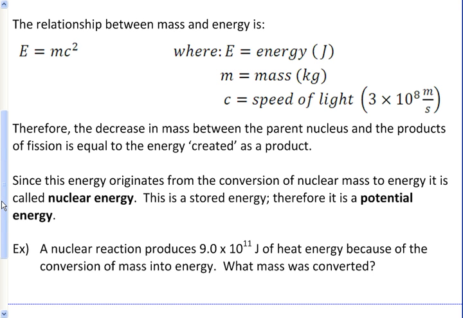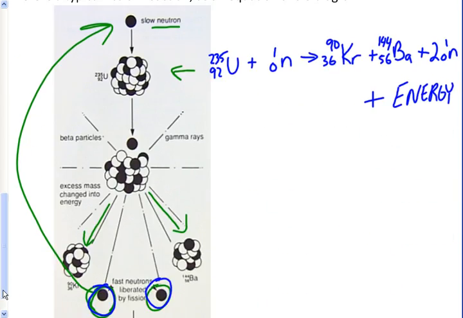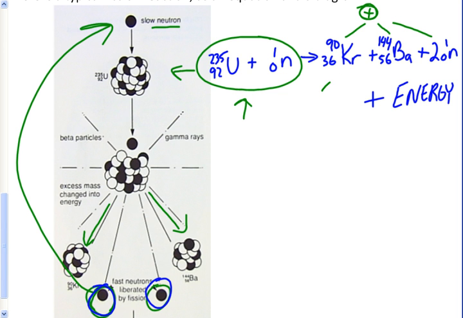So the decrease in mass between a parent nuclei and the products of fission is equal to the energy that's created by this product. So I just want to go back to this equation that we wrote down right here. I'll try to use a different color here so this makes sense. If you were to take these three things and add them all together, so sum them all up, what you would find is that there's something missing. The sum of all of these nuclei together on a scale would be less than the sum of these. These would be heavier than these.